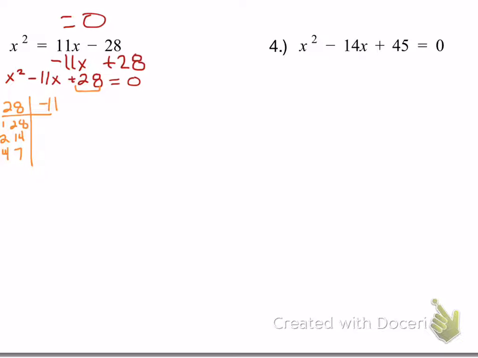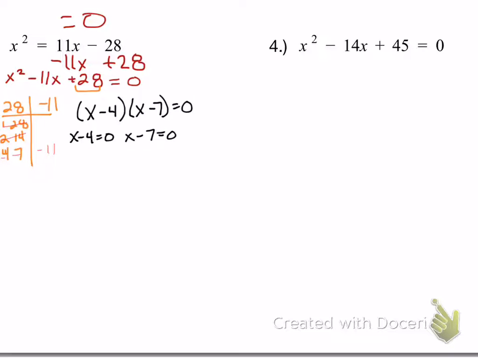Well, 1 and 28 is not going to give me that. 2 and 14 is not going to give me that. But 4 and 7 will, and they'll both be negative. So that'll get us our negative 11. This is the easy part. Because a is 1, you'll just have x minus 4 and x minus 7, and that equals 0. Let's set both of those terms equal to 0: x minus 4 equals 0, and x minus 7 equals 0.